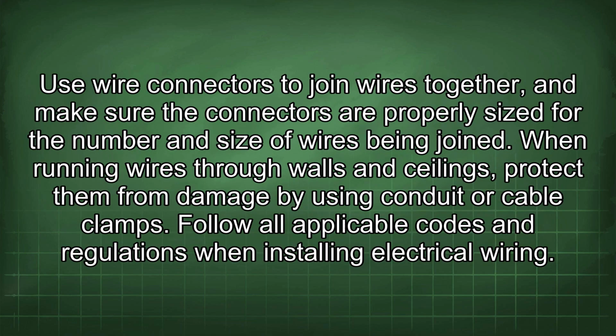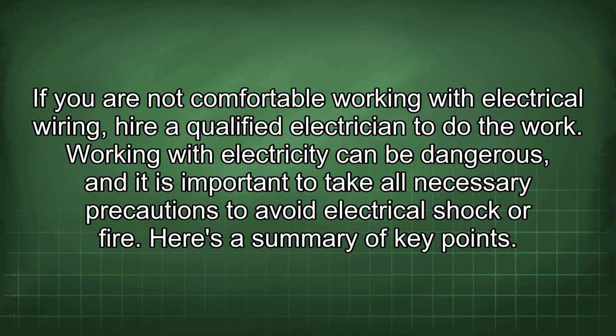Use wire connectors to join wires together, and make sure the connectors are properly sized for the number and size of wires being joined. When running wires through walls and ceilings, protect them from damage by using conduit or cable clamps. Follow all applicable codes and regulations when installing electrical wiring. If you are not comfortable working with electrical wiring, hire a qualified electrician to do the work. Working with electricity can be dangerous, and it is important to take all necessary precautions to avoid electrical shock or fire.